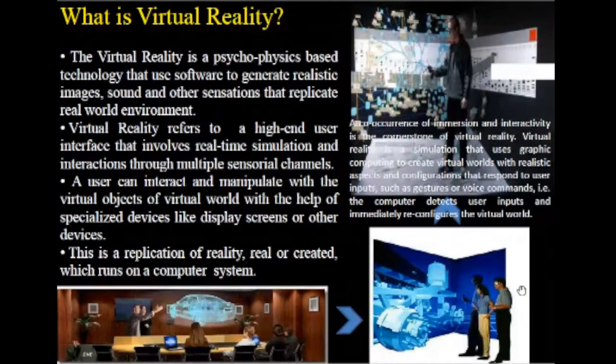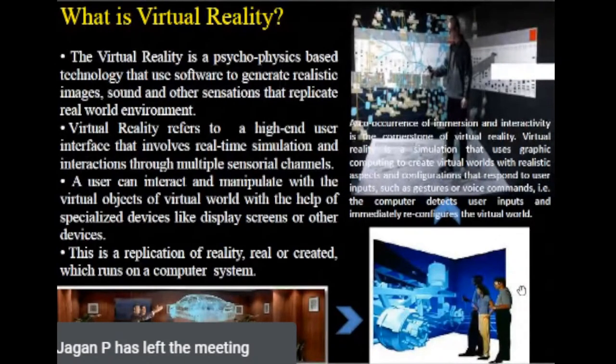So here the interaction is very natural. I can move my head forward, backward, right, or left, and accordingly whatever is coming on the computer screen will change, which is not possible in a normal simulation process. A user can interact with and manipulate the virtual objects of the virtual world with the help of specialized devices like display screens and other devices.